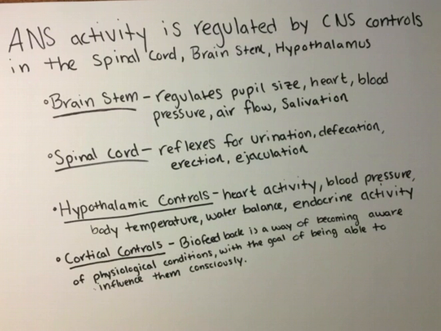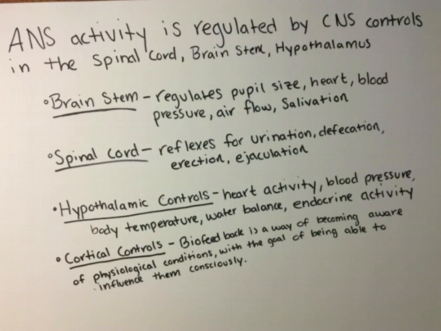The final thing to cover in this chapter is control of autonomic functioning. The ANS is not usually considered to be under voluntary control. Its activity is regulated by CNS controls in the spinal cord, brainstem, hypothalamus, and cerebral cortex. For the brainstem, it regulates pupil size, heart, blood pressure, airflow, and salivation. For the spinal cord, it reflexes for urination, defecation, erection, and ejaculation.